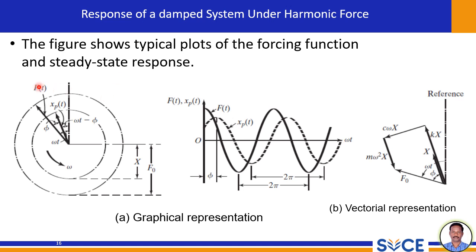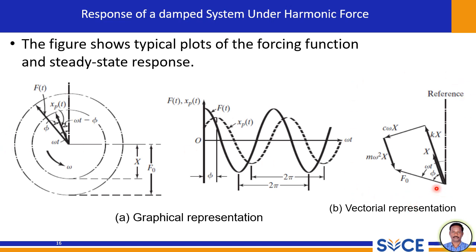The circular diagram on the left further illustrates the phase relationship. The vector rotates counterclockwise with angular velocity omega. The angle between f of t and the response x is the phase angle. Now let's look at the vectorial representation on the right.